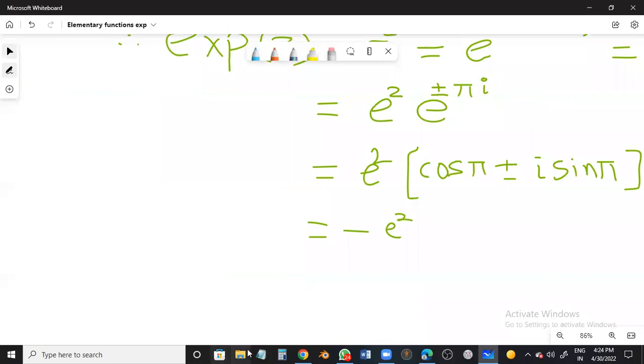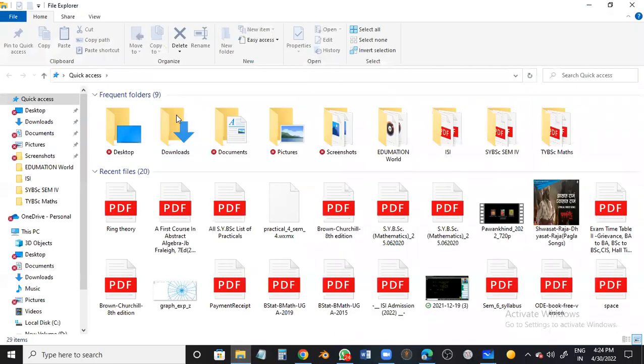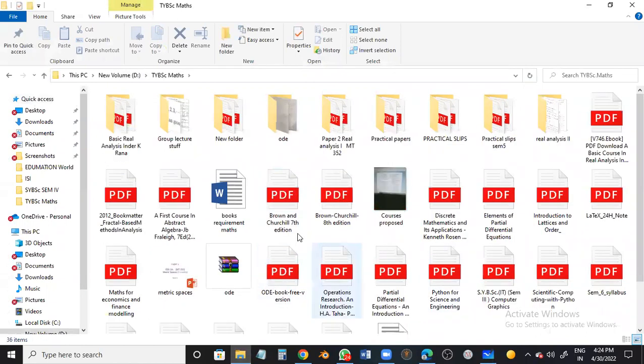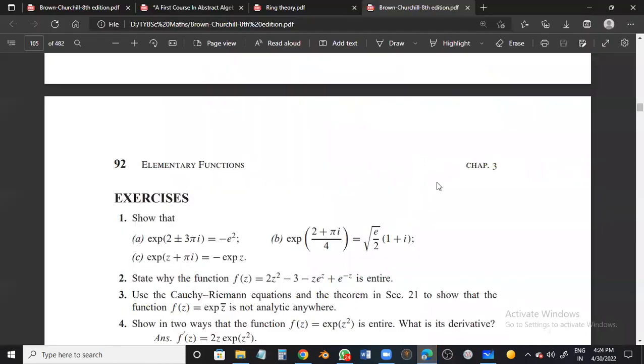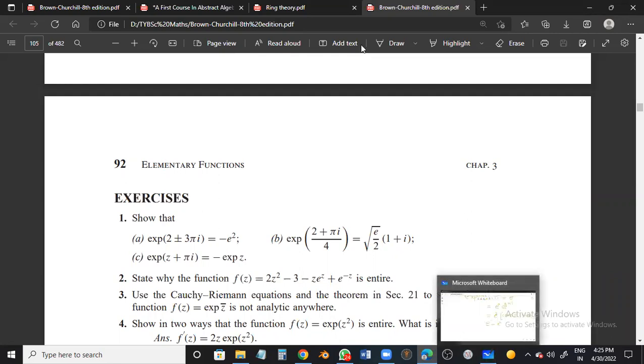Alright. Now I would like to go back to this question. Show that exponential of 2 plus pi i upon 4 happens to be root e by 2 times (1 plus i). Can you do this? Yes, come on. 2 plus pi i upon 4.